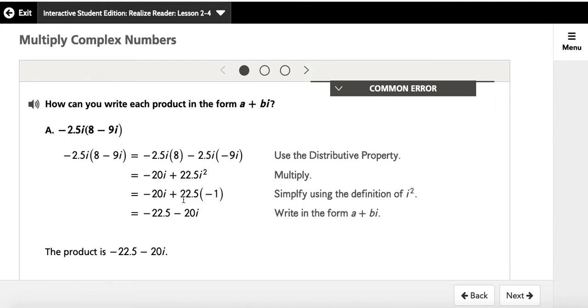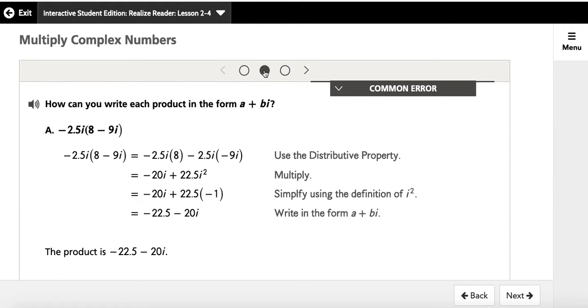So that really means this is a minus 22.5. Final answer, we're supposed to write it in the form a plus bi, so they put the real part first, negative 22.5 minus 20i. That is the answer to this problem. Okay, so we're going to just distribute, and if we ever get i squared, we've got to remember that becomes negative 1, which makes it a real number.